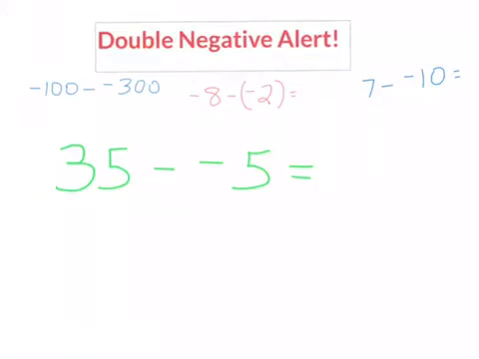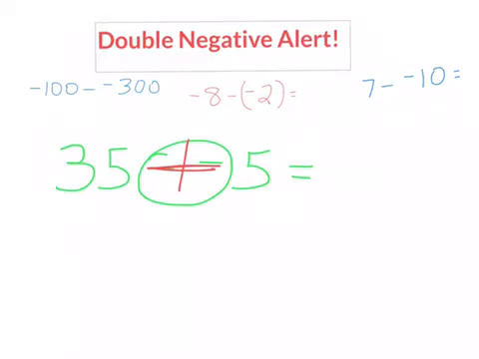All right, we're going to practice problems using the double negative alert. So all these problems have double negatives. We're going to start with the one in green. 35 minus a negative 5. So we have a double negative alert, so we will circle the double negatives, turn it into a plus sign, and then add.